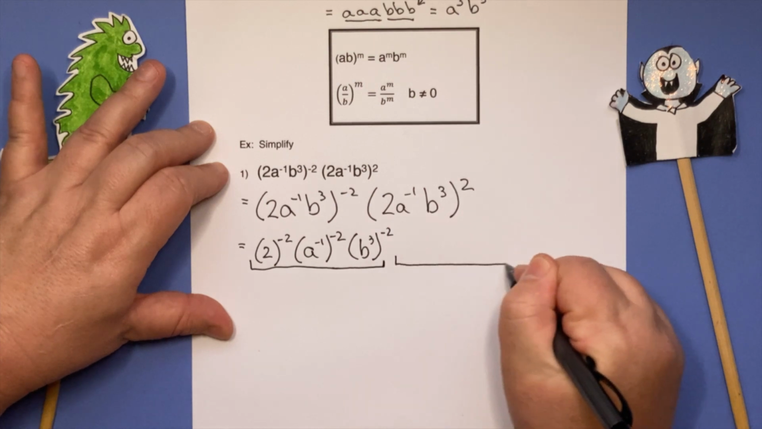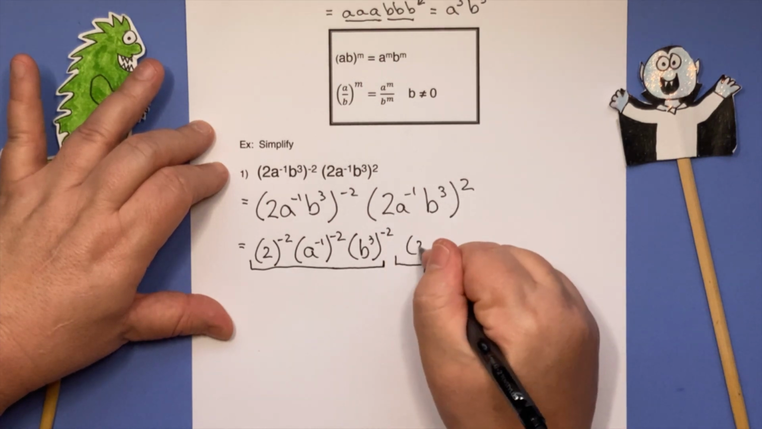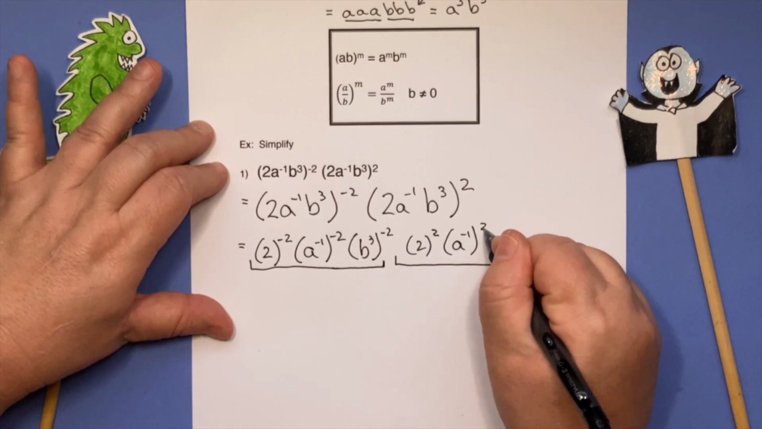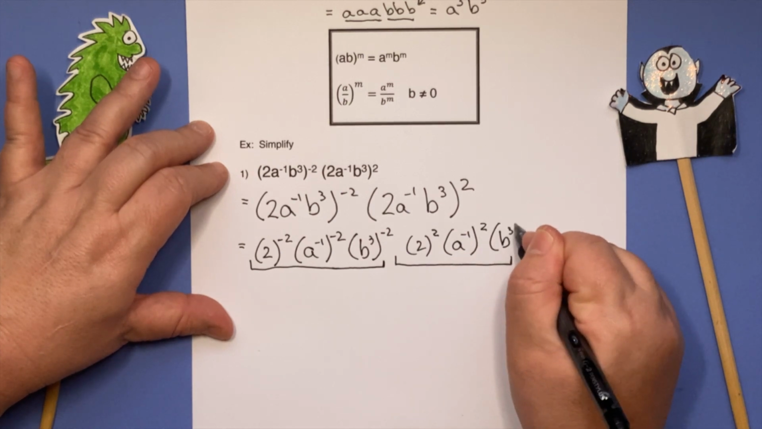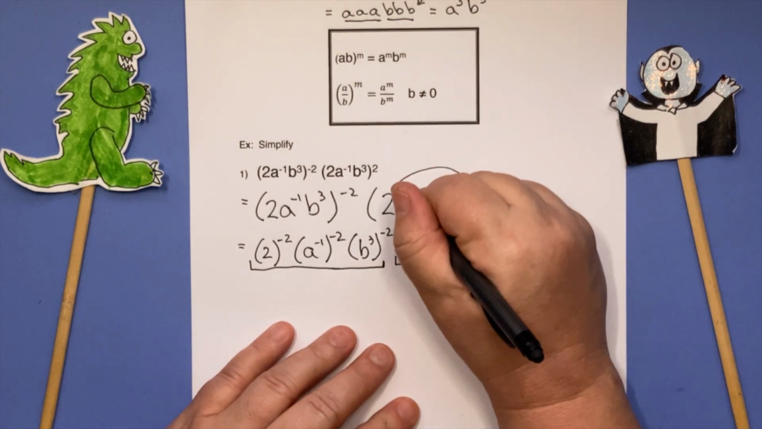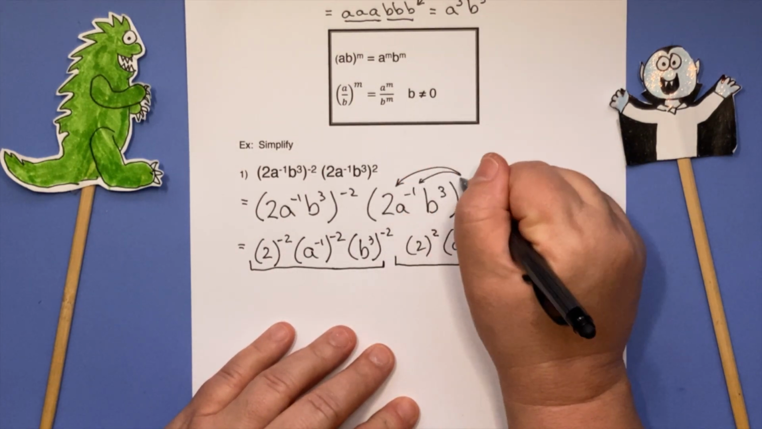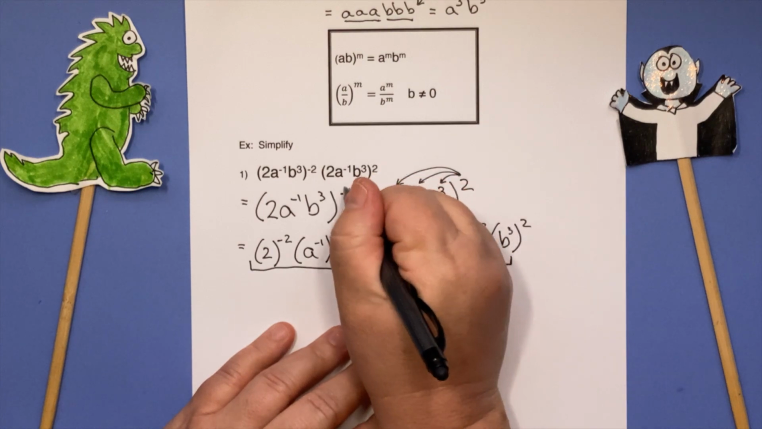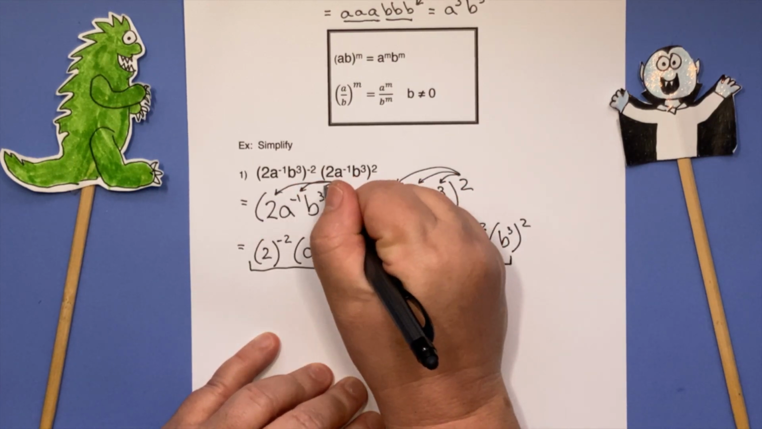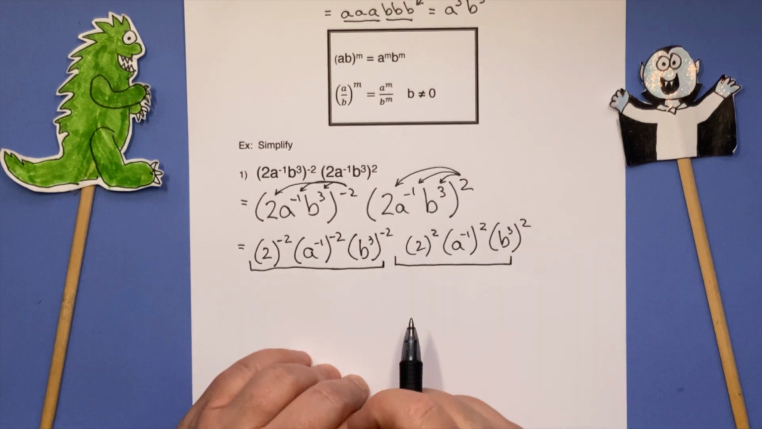Then in the second 3, I've got 2, give out the 2. A to the negative 1, give out the 2. B cubed, give out the 2. So I am giving the 2, in this case, to each of these 3. And in the first case, I was giving out the -2 to each of the 3. Okay, so that was my first step.